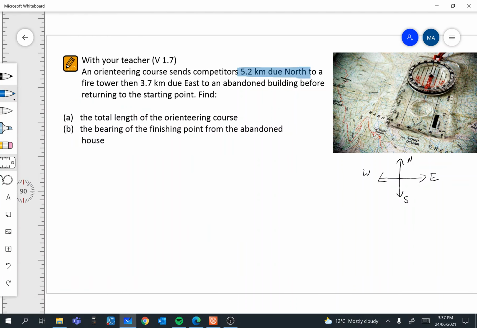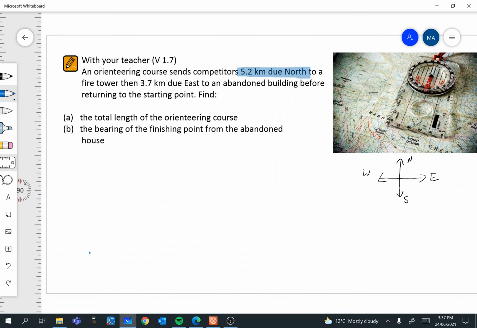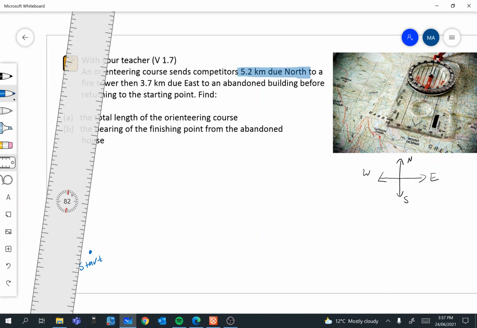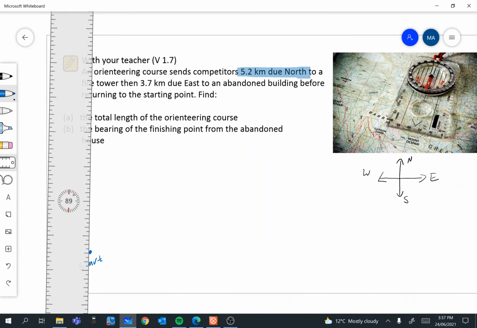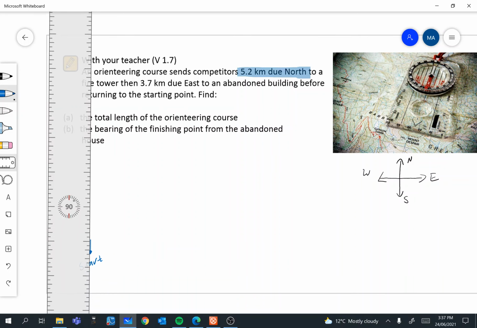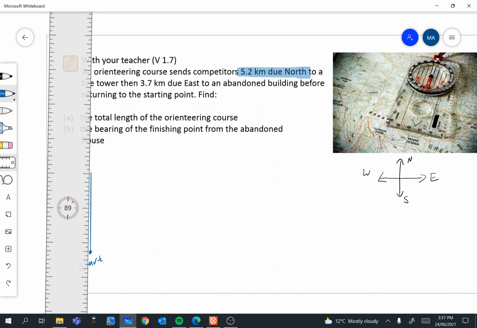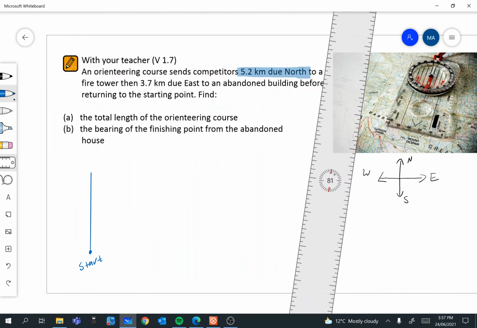I'll get a ruler ready. So 5.2 kilometers due north. So we have the starting point, and competitors are going to go 5.2 kilometers to the north. So I'll mark that distance in. And when they finish that leg, they reach a fire tower.